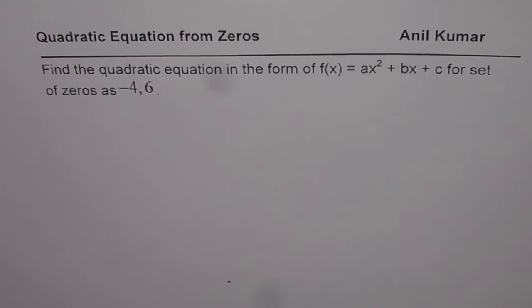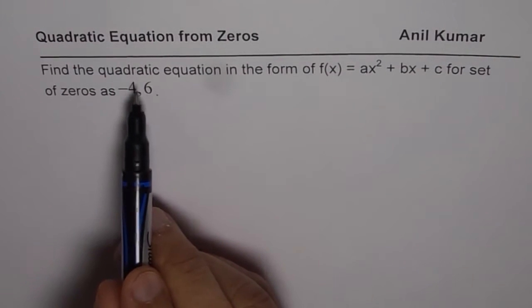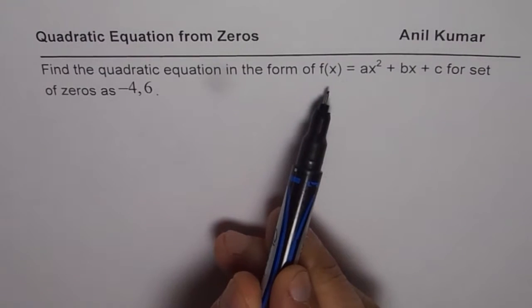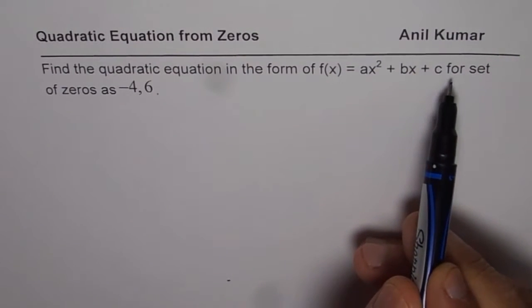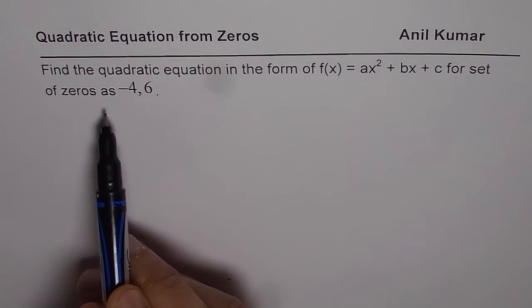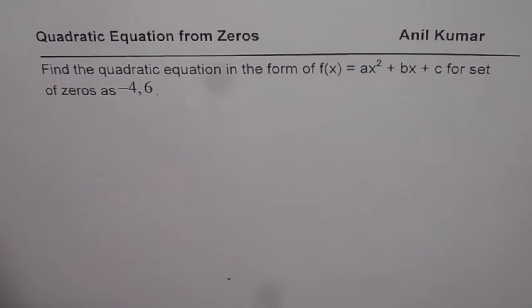I'm Anil Kumar, and in this set of videos, we will learn the technique of finding a quadratic equation in standard form from the given zeros. The question here is, find the quadratic equation in the form f of x equals ax squared plus bx plus c for the set of zeros as -4, 6.